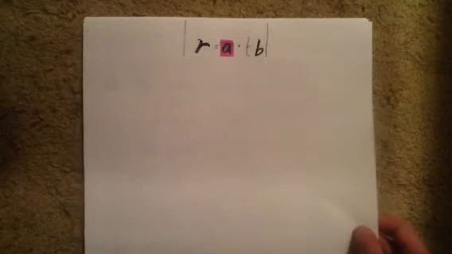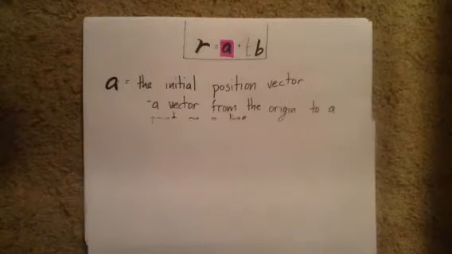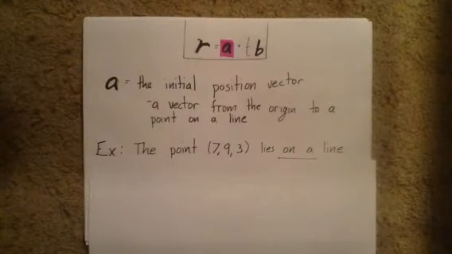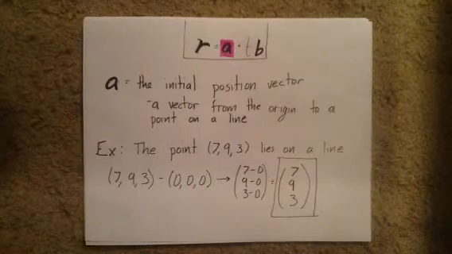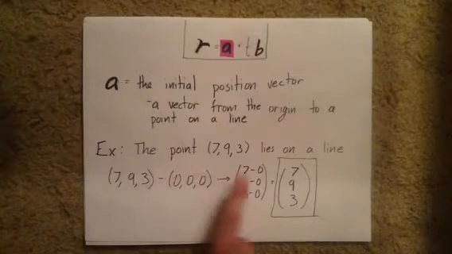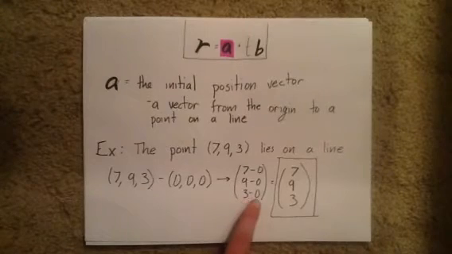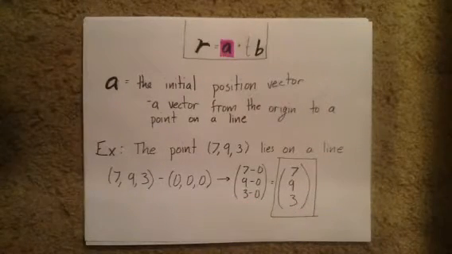Now we will break this apart by variable. The first we'll look at is a. A is the initial position vector. This would be a vector from the origin to any point on the line. To find this, for example, you would take the point 7, 9, 3 and subtract the origin from it. You would subtract x from x, y from y, and z from z, and you get, in component form, 7, 9, 3.